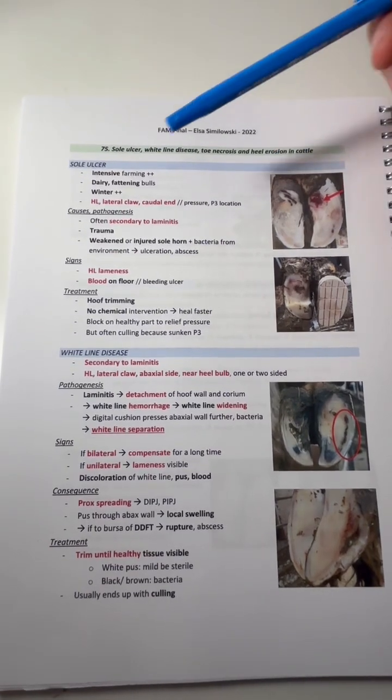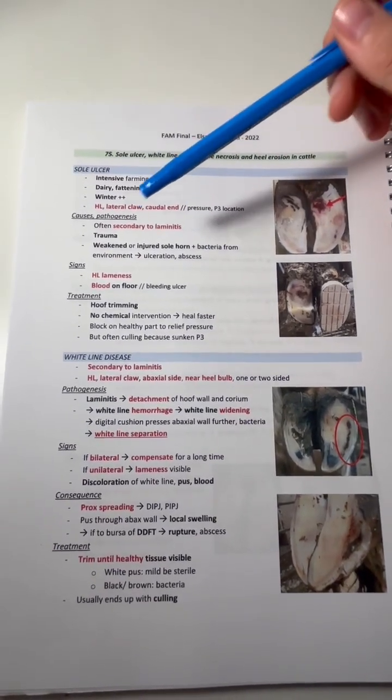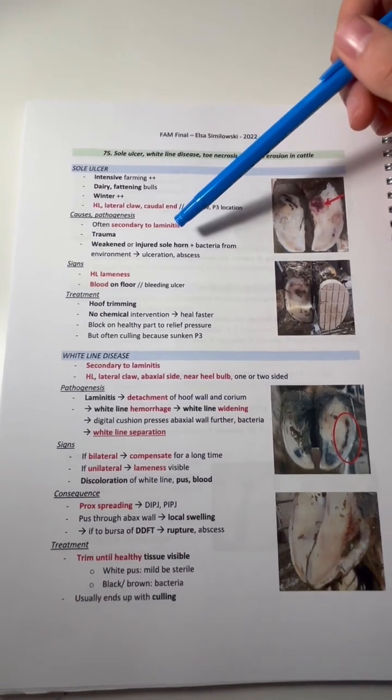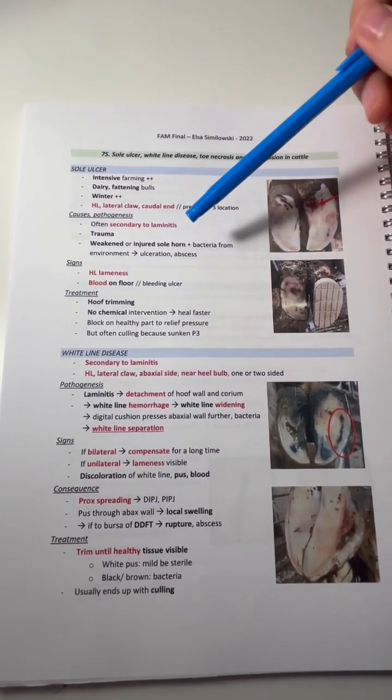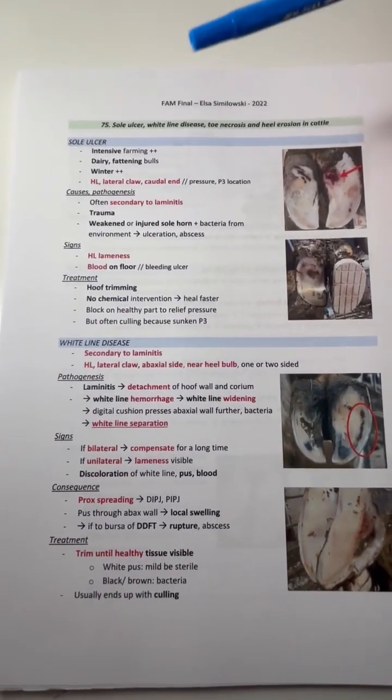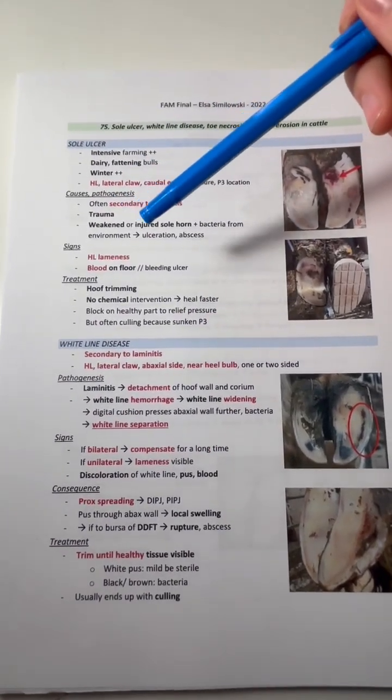The cause is often secondary to laminitis, and it's due to trauma or a weakened or injured sole. Then bacteria from the environment can cause ulceration and abscesses. For the clinical signs, we can see hind limb lameness and blood on the floor.